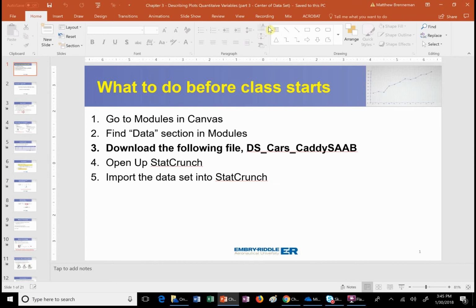Okay, so what we want to do is continue talking about quantitative variables. Last time we were talking about some of the basic aspects of quantitative variables. We said we have a quantitative variable, and the first thing we noticed is that there are different ways to plot and organize quantitative data. One of the ways we talked about was a dot plot.